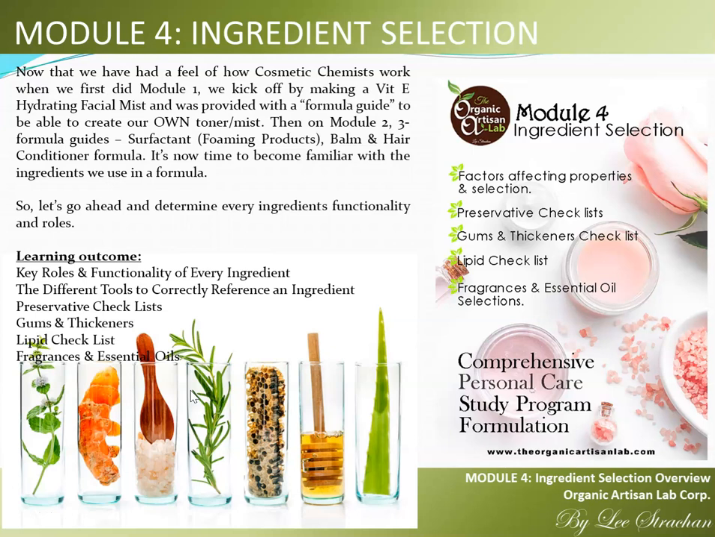Now that we have had a feel about how cosmetic chemists work, when you first did Module 1, we kicked off by making a vitamin E hydrating facial mist and were provided with a formula guide to be able to create your own toner mist. Then in Module 2, you were given 3 formula guides regarding surfactant foaming products, balm, and hair conditioner formula. It's now time to become familiar with the ingredients that we use in a formula. So let's go ahead and determine every ingredient's functionality and its role.